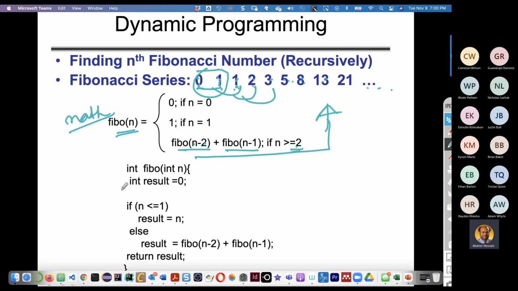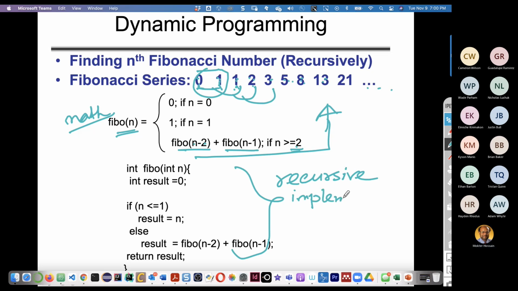And in the Fibonacci series, this is the recursive implementation, right?